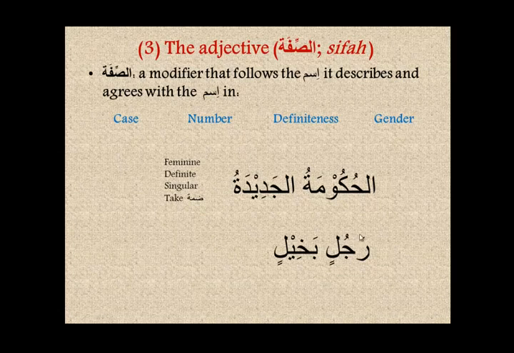Example number 2, we have the phrase rajulin bakhilin, which means stingy man. Again, we have agreement in the gender, both are masculine, both are indefinite with the tanween, both are singular, and both take a kasra.